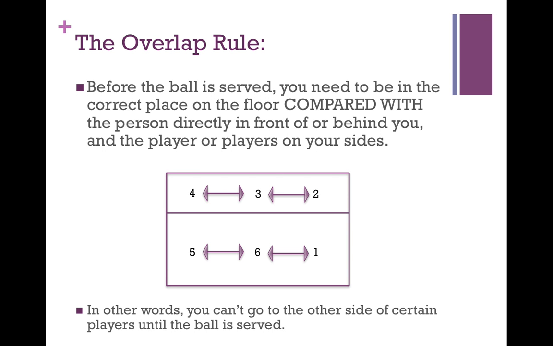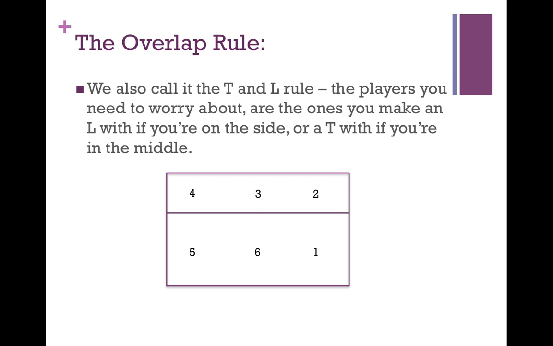So just to clear up which players you have to worry about, this is what we call the T and the L rule. The players you need to be concerned with are the ones that you make an L with if you're on the side, or a T with if you're in the middle. So like number 5 over here makes an L with numbers 4 and 6. So those are the only players she needs to worry about.